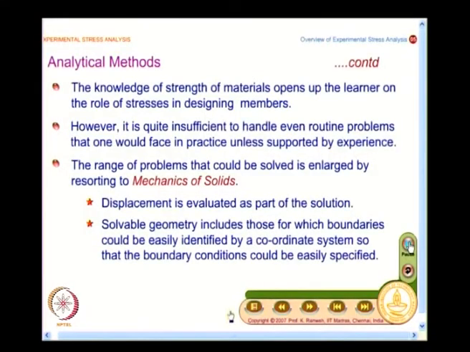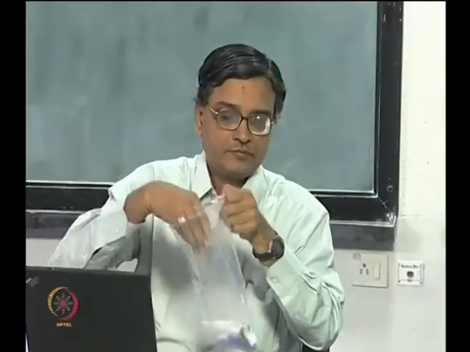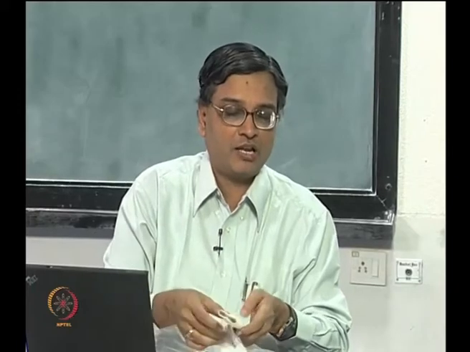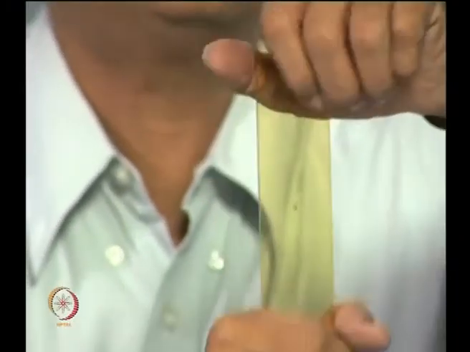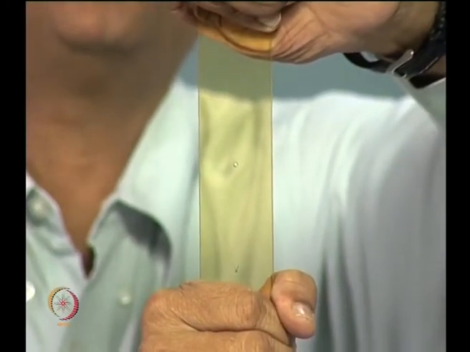By relaxing this, if you ask whether you have been able to solve all problems on hand, it is not so. The solvable geometries include those for which boundaries could be easily identified by a coordinate system, so that the boundary condition could be easily specified. Now, I have shown that you have a plate with a hole. I cannot solve a plate with a hole by theory of elasticity unless the hole is sufficiently small, and what you have here is a photoelastic model, and here you have a plate with a hole and a plate with a very small hole.